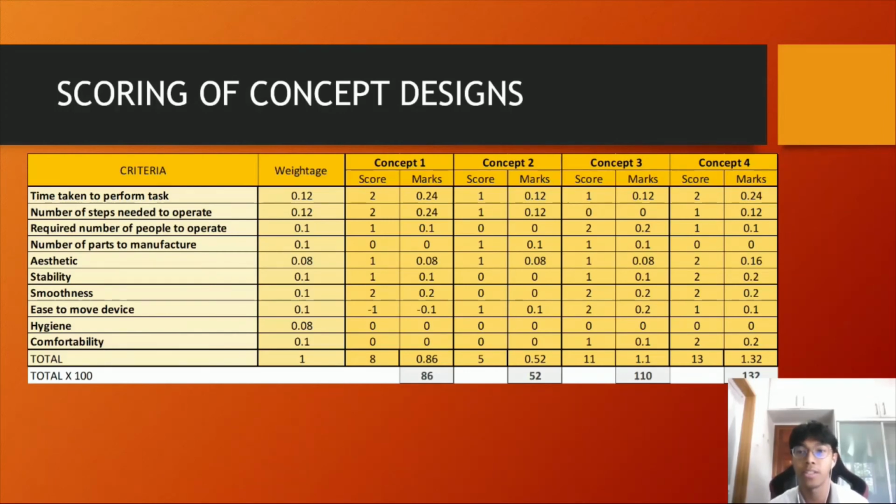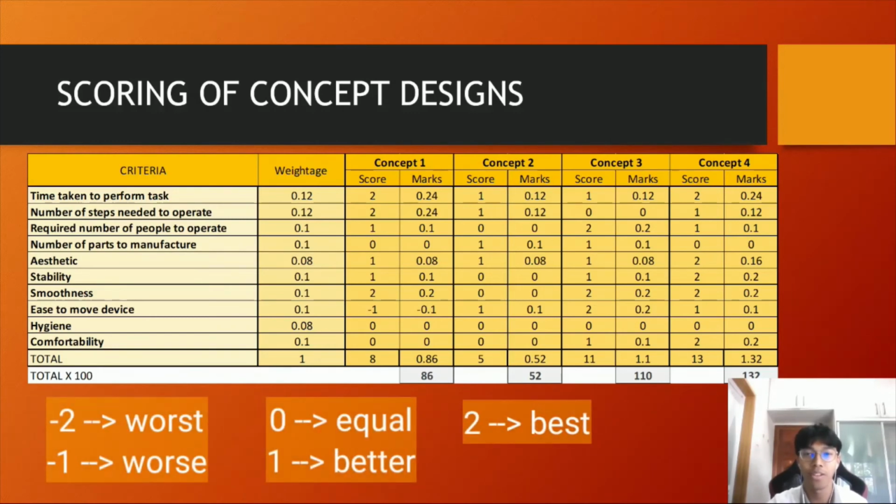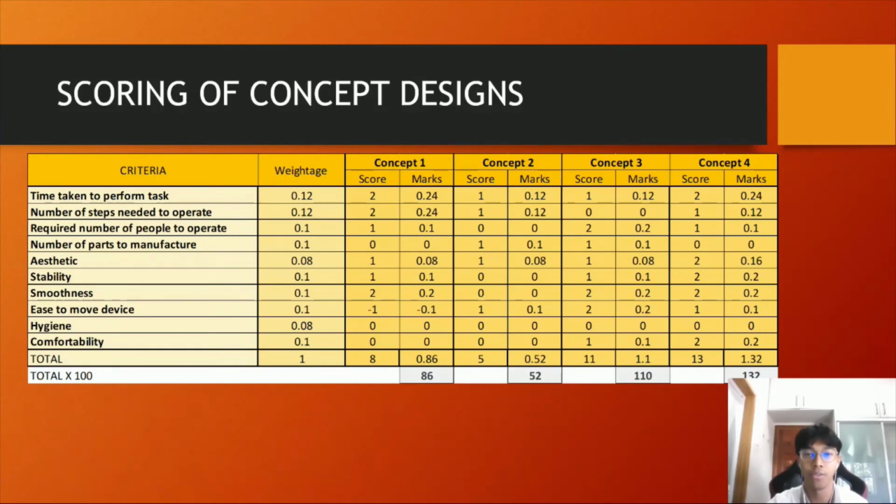Each member is assigned a number that is used as reference to evaluate their marks. In our scoring, there are a few criteria that can be seen in the table. For example, the time taken to perform tasks, number of steps needed to operate, stability, smoothness, and etc. These criteria are the factors of evaluation that is done by every member. The score ranges from -2, -1, 0, 1, and 2, and each number represents worst, bad, good, and best, and 0 means that it is mediocre.